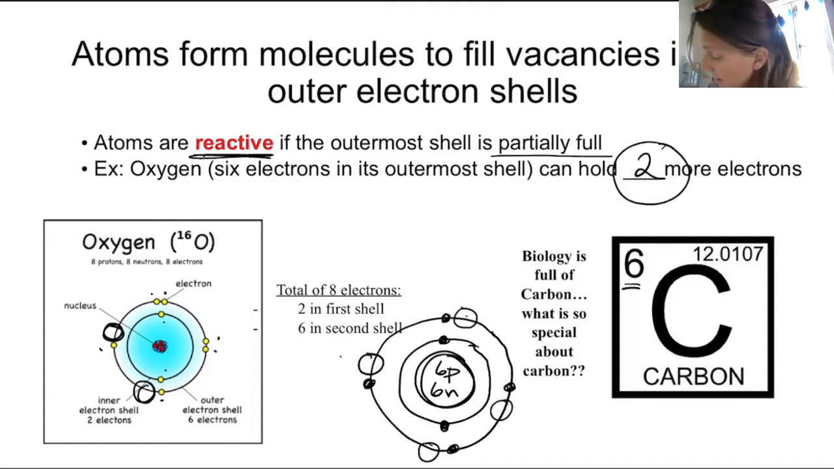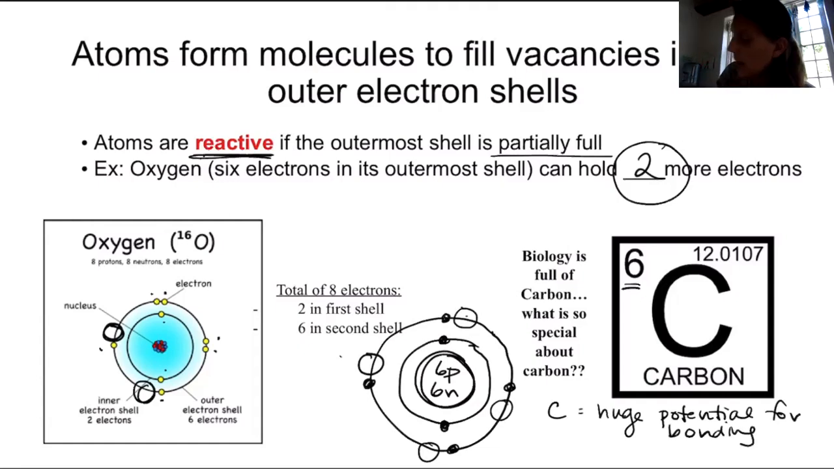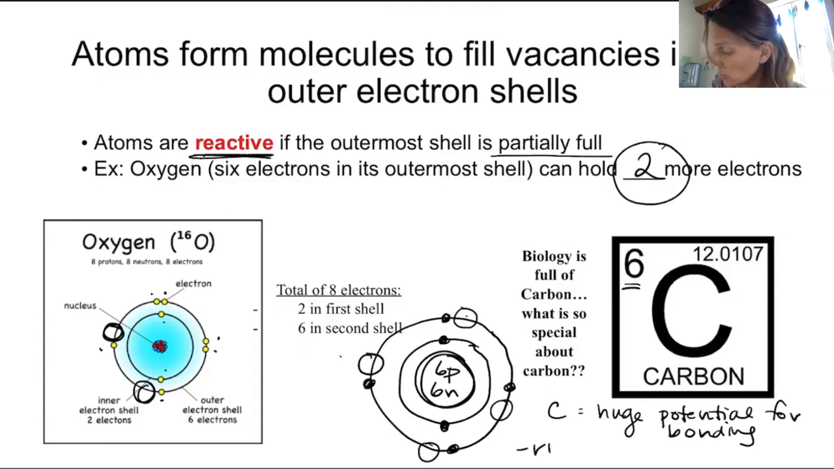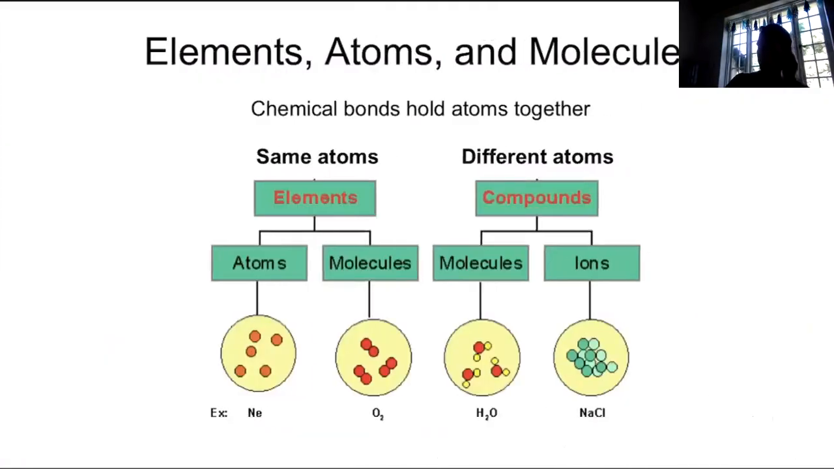So what that means is that carbon has a huge potential for bonding, right? Lots and lots of potential for bonding. And in fact, because of this, it can make lots of cool structures like rings and chains. And what we're going to see is that it forms the skeleton for all our biological molecules, all right?